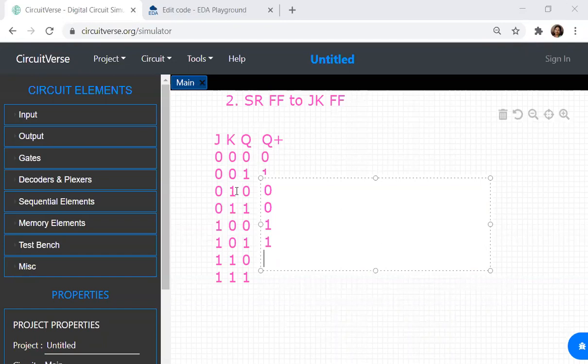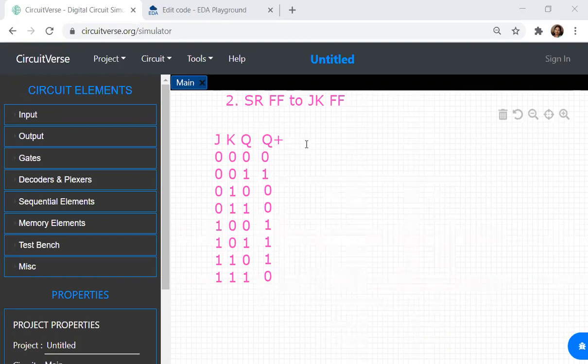When J and K are 1, Q will be equal to Q bar. So what is the previous state of Q? This is 0. So what will be the next state? Next state will be 1. Again, 1 and 1, previous state is 1, so next state will be 0. We got this now. Now, what is the next thing we have to write?